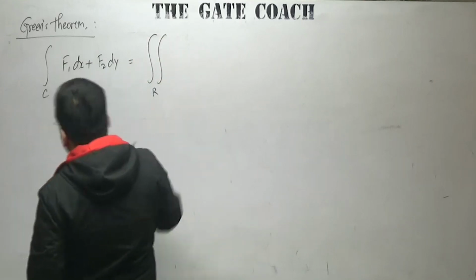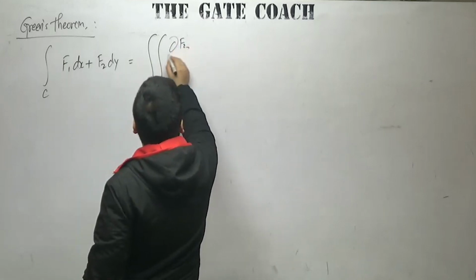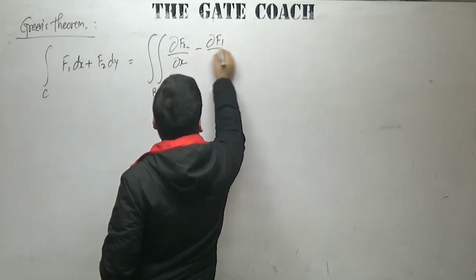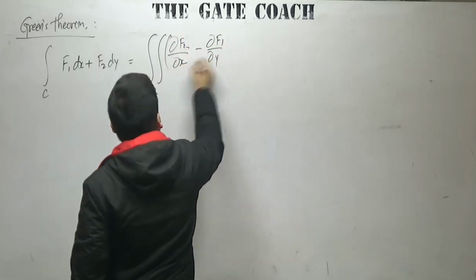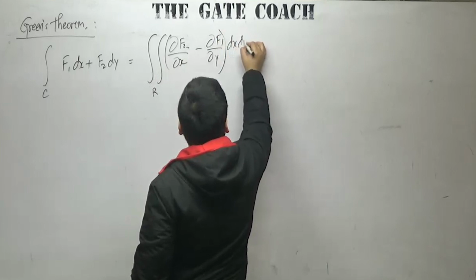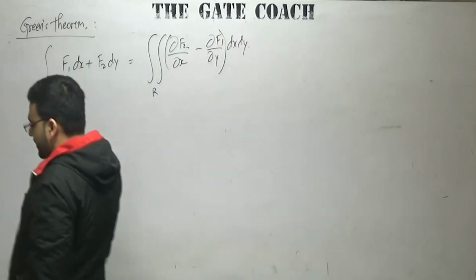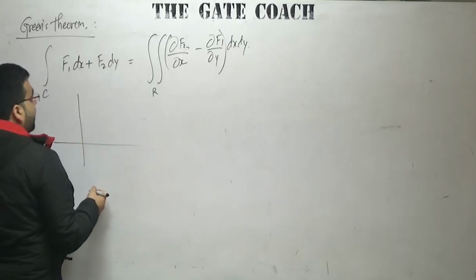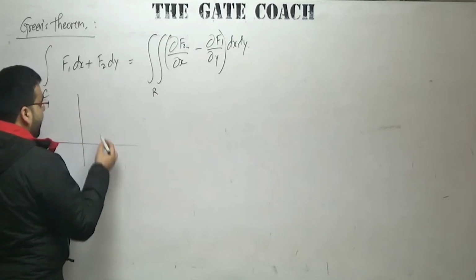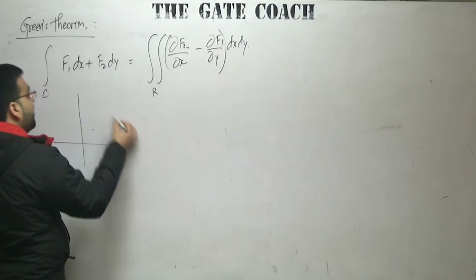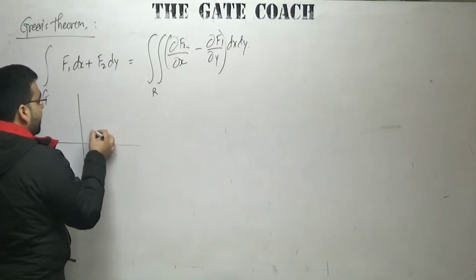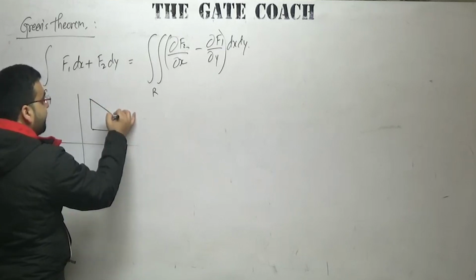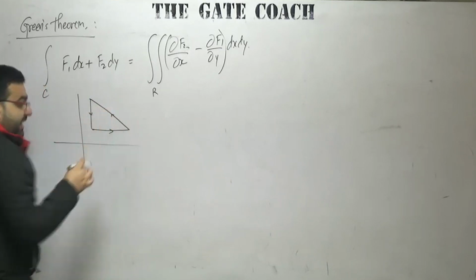Dou f2 divided by dou x minus dou f1 divided by dou y, dx dy. That is what it is all about. For example, these are the Cartesian coordinates, and you have to find the integral of f1 dx and f2 dy along this curve C in the anti-clockwise manner. Why anti-clockwise?